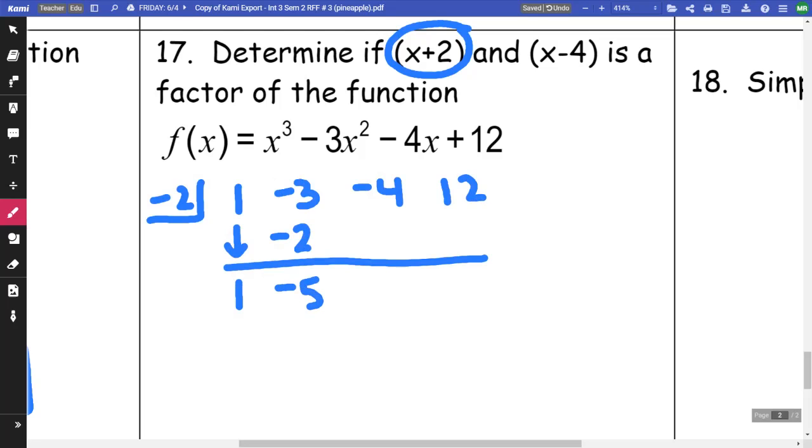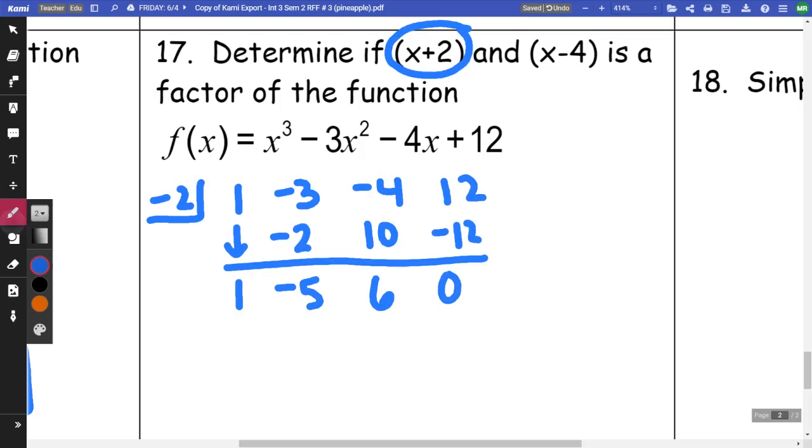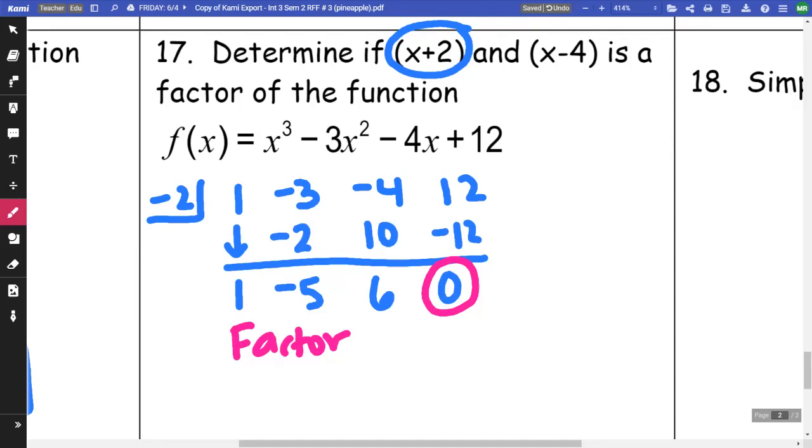I get a negative 5. Negative 5 times negative 2 is 10. I get a 6. Negative 12. 6 times negative 2 is negative 12. Negative 12 and positive 12 is a 0. So because I got a 0, it means it is a factor. So the x plus 2 is a factor.